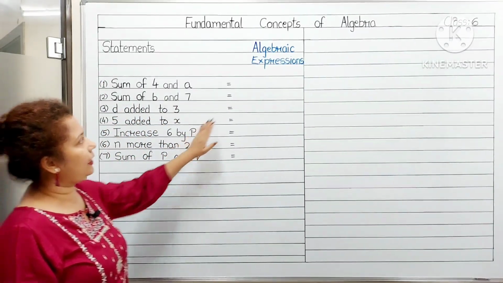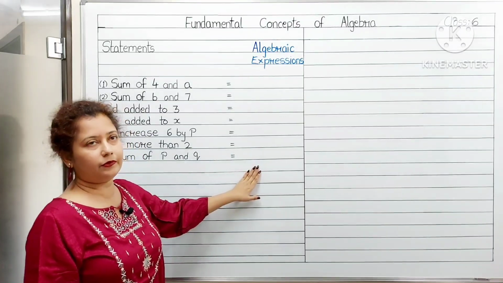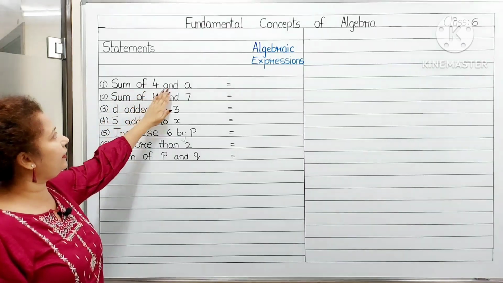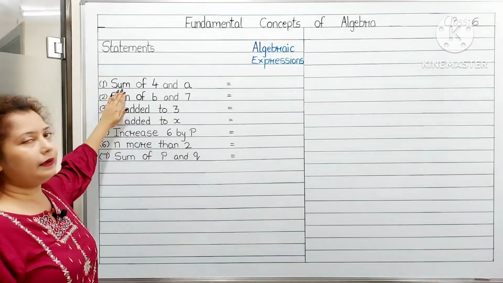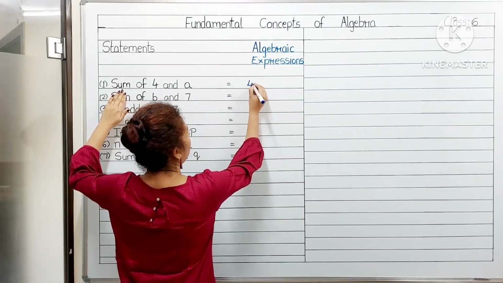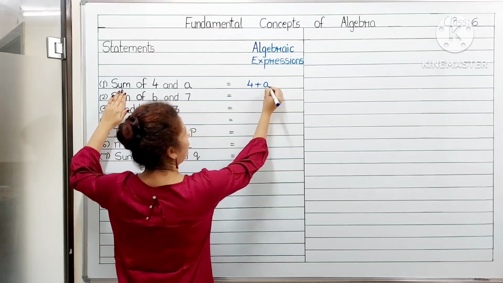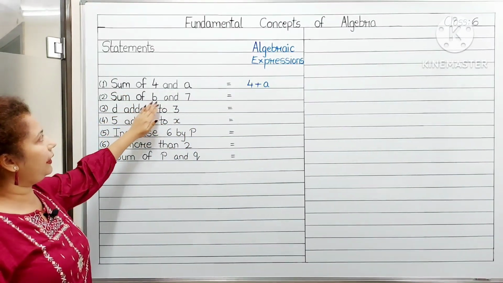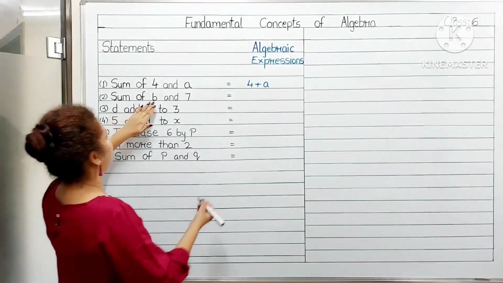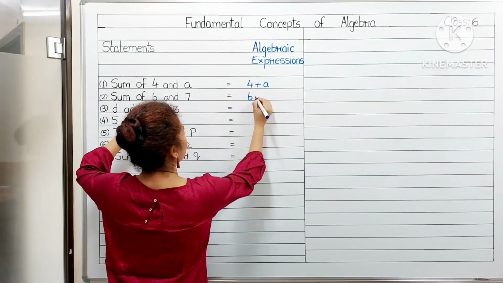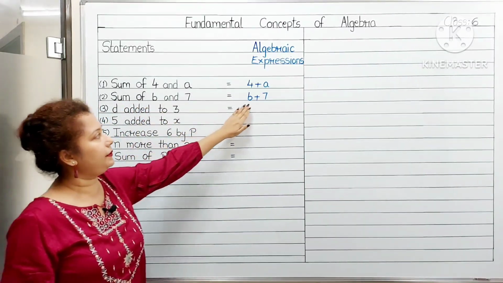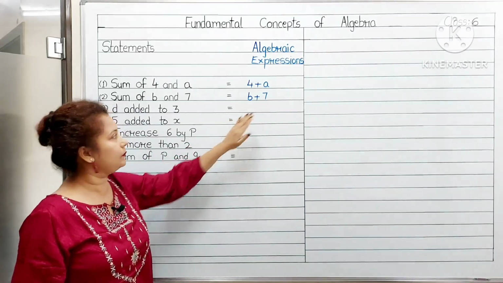Statements are given to us and we will write the algebraic expression form for each statement. First statement is sum of 4 and a. Sum means addition. So here sum of 4 and a means 4 plus a. Sum of b and 7. So here again the word sum is there, so we will add. We will write b first and we will add 7 to it. So the algebraic expression will be b plus 7.